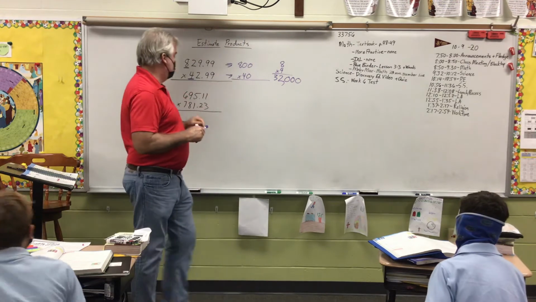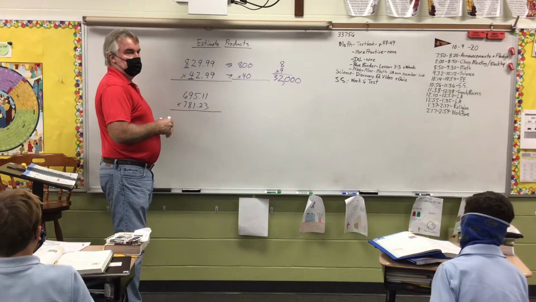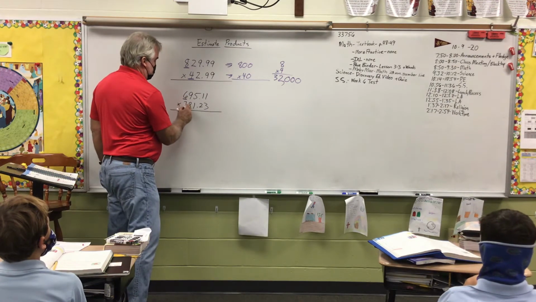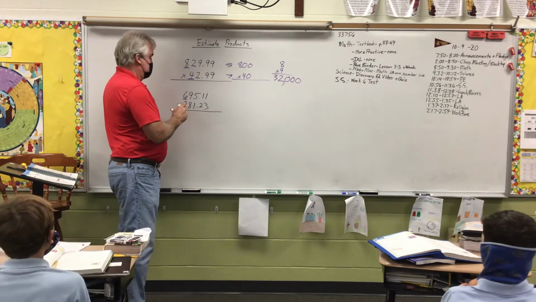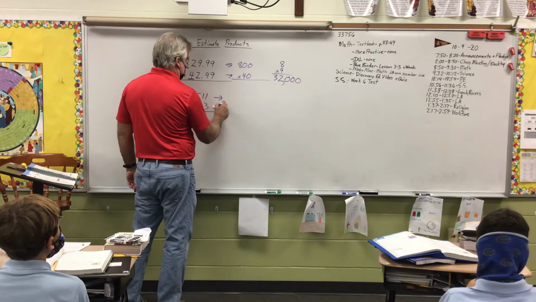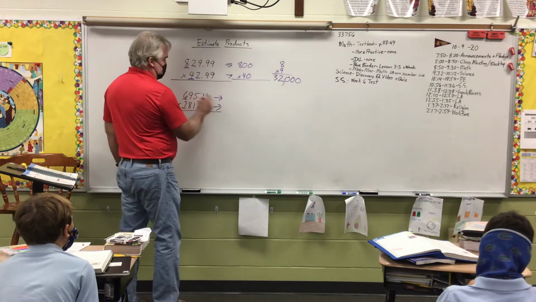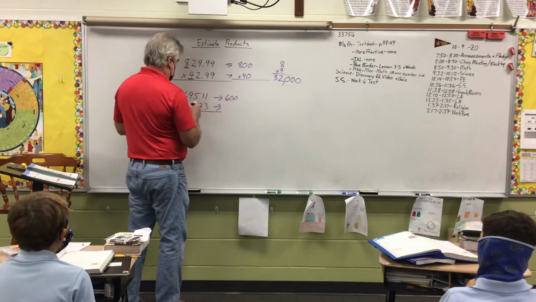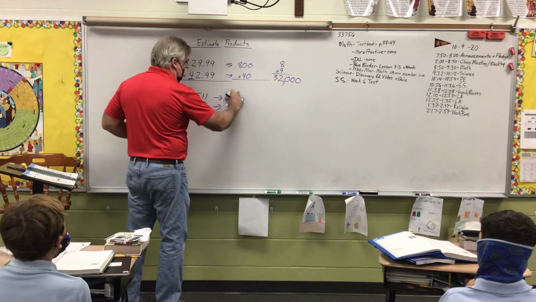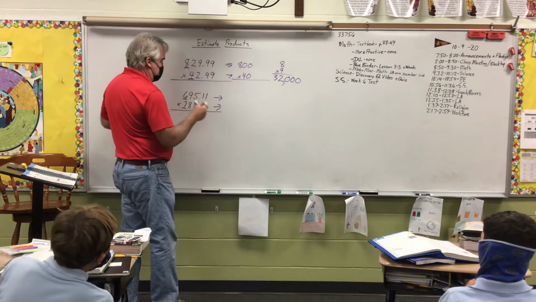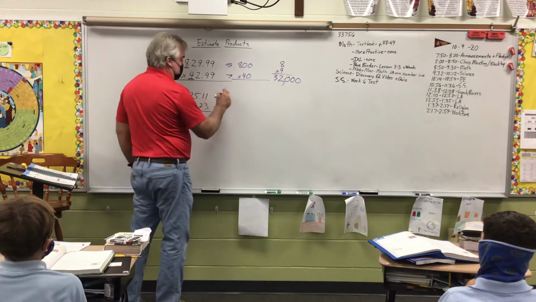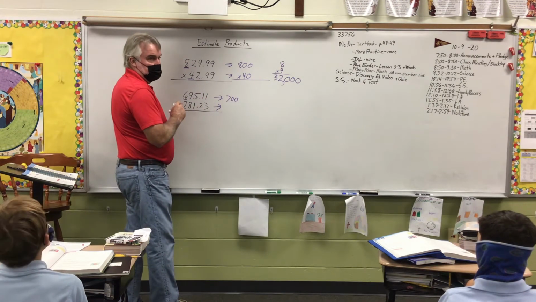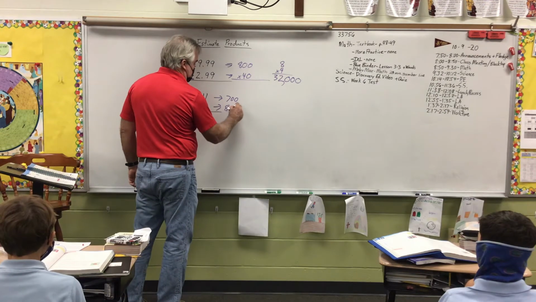Megan, what are the greatest places here in this number that I got up? 6 and 7. A 6 and a 7. They're both in the hundreds place, right? So over here, I'm going to write this as 600. Nope, I'm not. Since I have to round it, it should be 700. And since I have to round this, it should be 800.